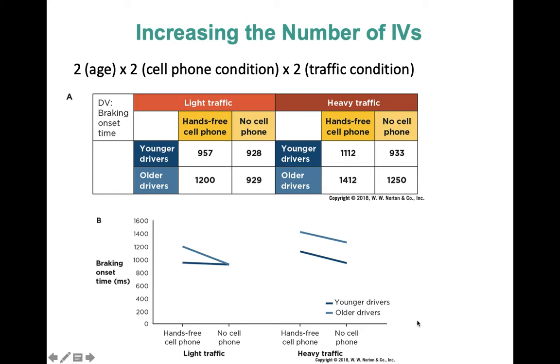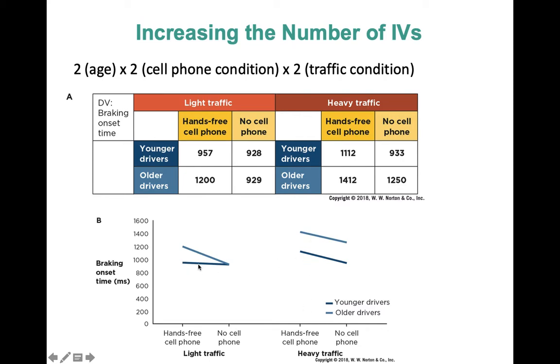In this particular case, what are we seeing? We're seeing that in heavy traffic, one, that older drivers take longer to brake than younger drivers, and that we have a relatively consistent effect of using the cell phone versus not, okay? That for both young drivers as well as old drivers, there seems to be the same increase in braking time when people have the hands-free.